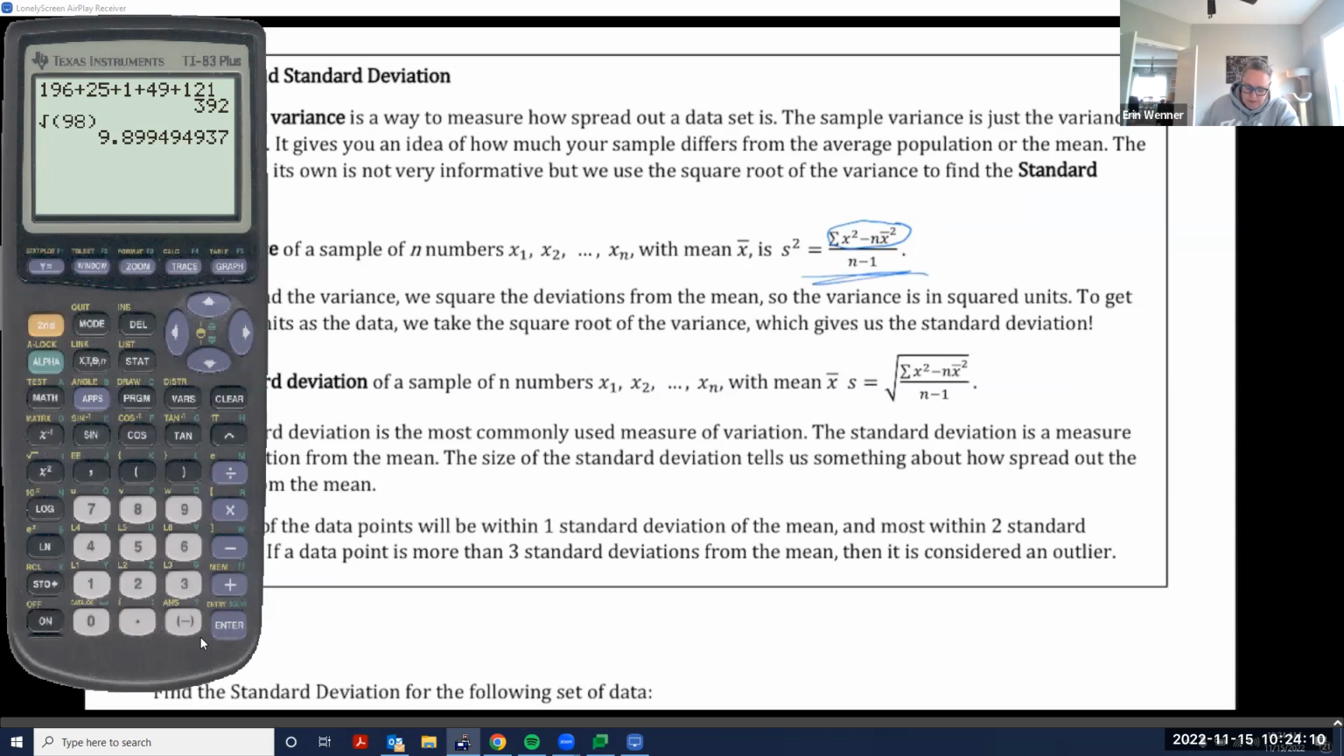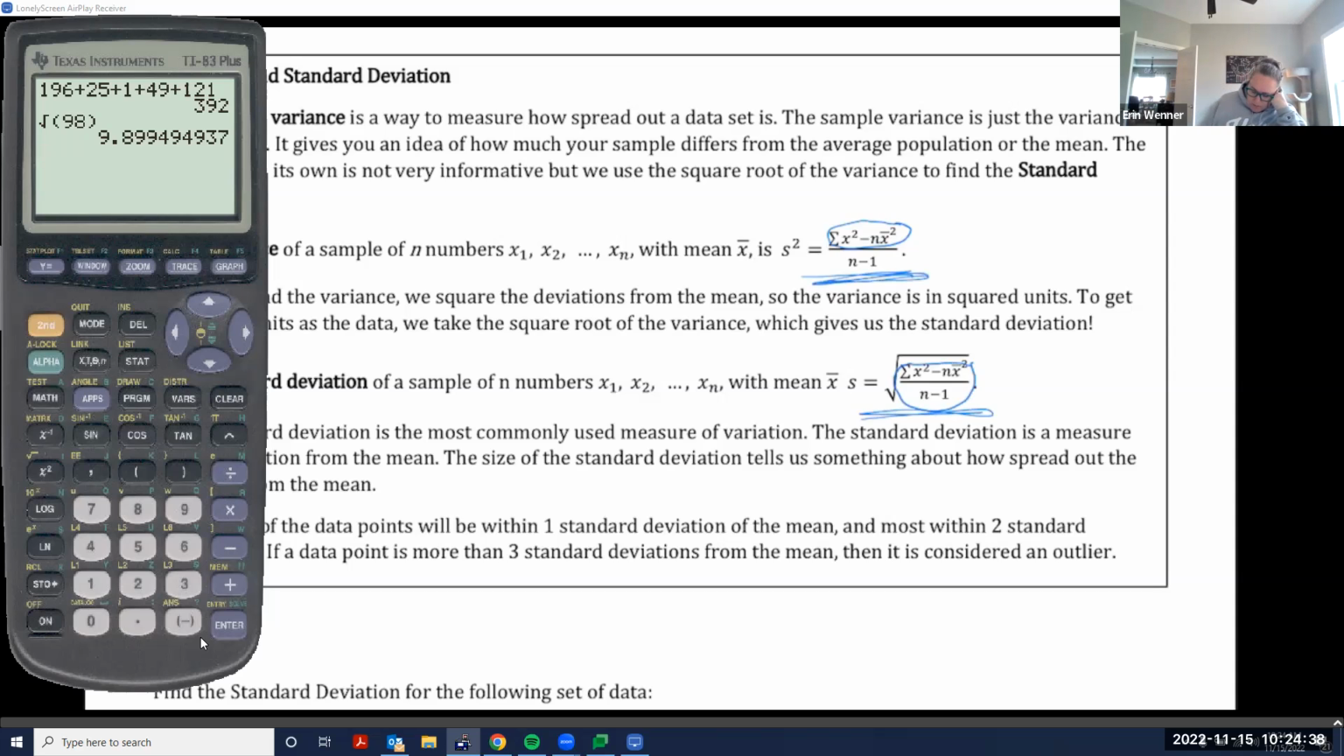But again, to find the variance, we square the deviations from the mean, so the variance is in squared units. To get the same units as the data, we take the square root of the variance, which gives us the standard deviation. So all they're trying to show you here in this row is that to find the standard deviation, you're taking the square root of the variance, right? Because this formula inside here is the same as that formula for the variance.